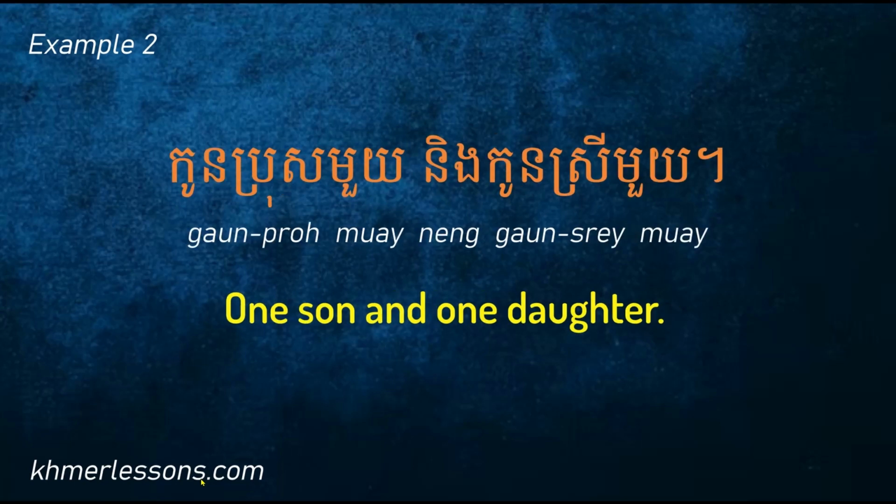And when you answer, you say, one son and one daughter. កូនប្រុសមួយនិងកូនស្រីមួយ. កូនប្រុស is son and មួយ is the number that comes after. កូនស្រី is daughter, and មួយ is also one, and it comes after daughter. Son one and daughter one. កូនប្រុសមួយនិងកូនស្រីមួយ.